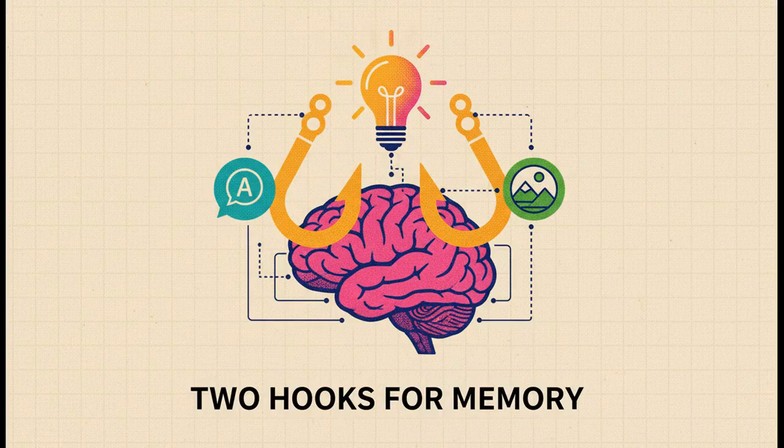And here is the absolute key. When you get information that uses both channels, so words plus a relevant visual, you give your brain two hooks to hang that memory on. It makes the memory way stickier, more robust. So if you forget one path back to the idea, you've still got the other one.